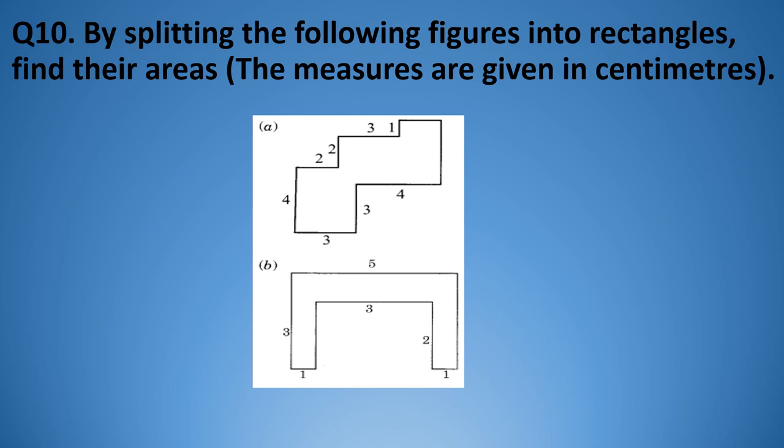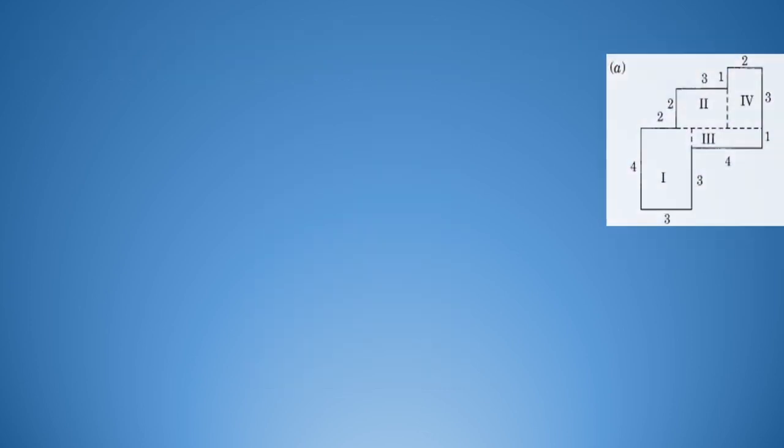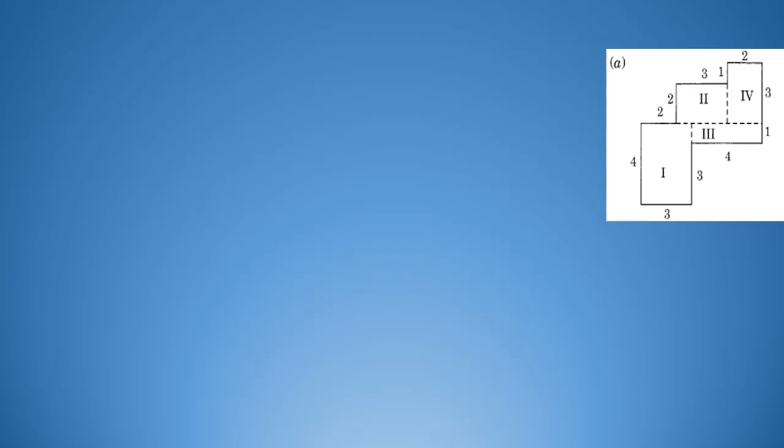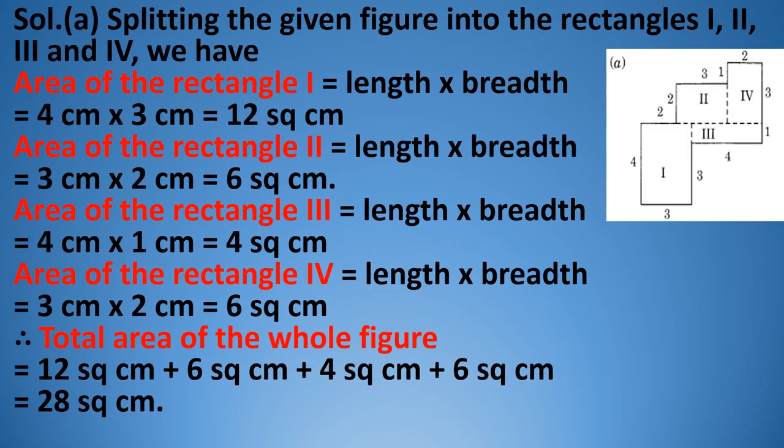See the A part. See the figure first of all. Splitting the given figure into 4 rectangles. I have split this figure into 4 rectangles. Rectangle 1, 2, 3 and 4 that you can see in the figure. Okay. Now we will find out the area of each rectangle.